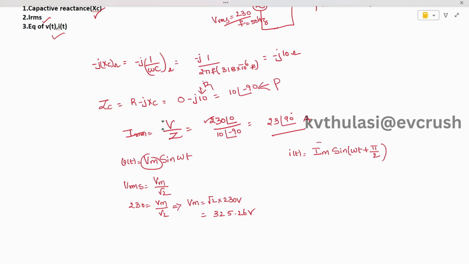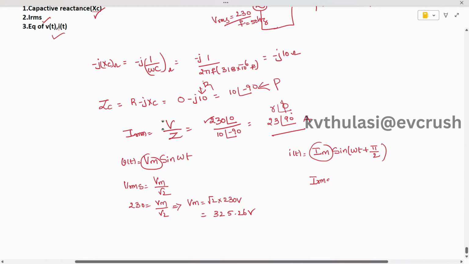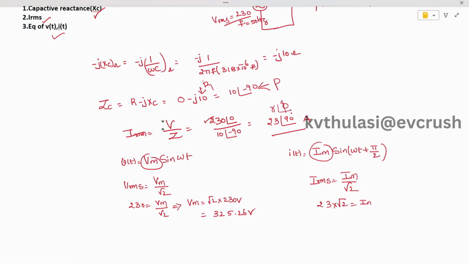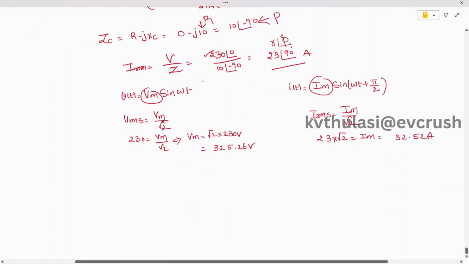you are going to get 325.269 volts. Similarly, here I require the maximum current, but in the question what I have obtained is in polar form, R at an angle phi. So IRMS is equal to Im divided by root 2. IRMS is nothing but 23, so 23 into root 2 is equal to the value of Im. When you multiply 23 into root 2, you get 32.52 amperes.